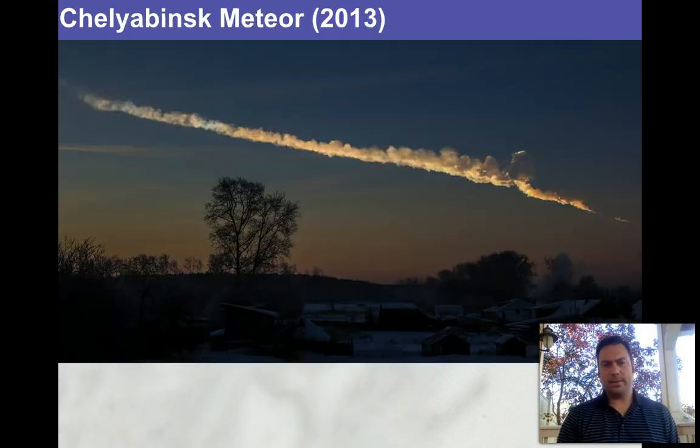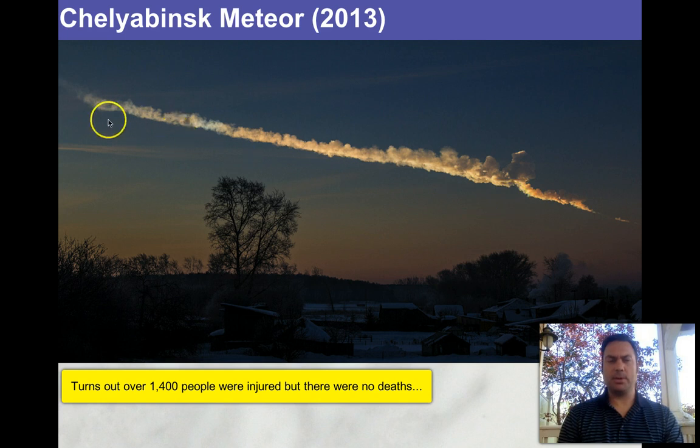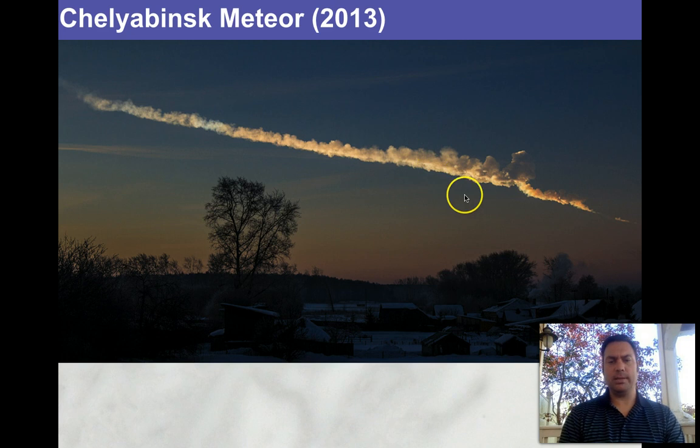But these things happen all the time. This is a meteor that exploded in the skies above Russia. Some people were killed. I don't know if they were killed by the rocks themselves, but they certainly were killed by some of the blast effects. This thing came through the atmosphere and exploded in the sky.